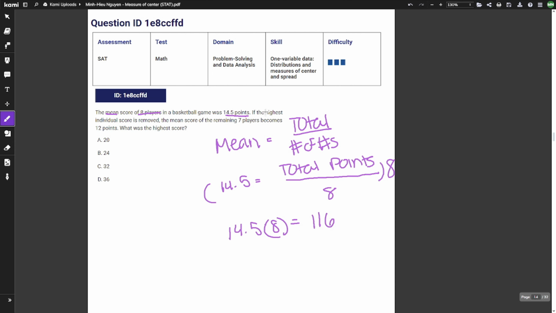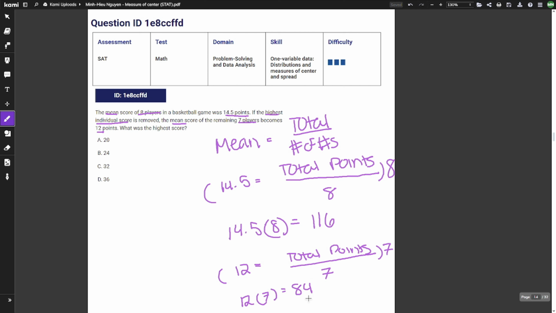Then we note that they removed the highest individual score and their new mean of 7 players is 12. So our new mean, which is 12, is equal to the total points divided by the number of players, which is 7. And once again, to find the total points, we're going to multiply the entire thing by the denominator, which is 7. And 12 times 7 is 84. So 12 times 7 is equal to 84.